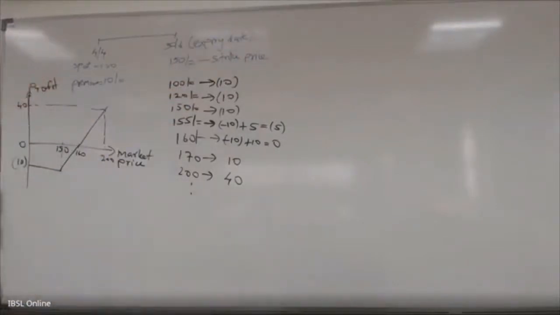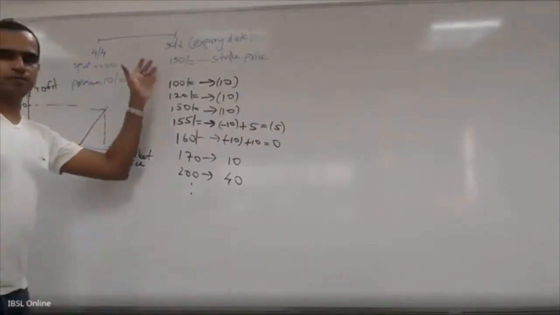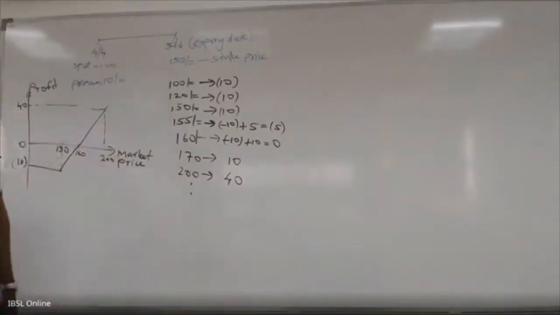These are the technical terms. Very easy to remember. 30th June is called the expiry date. That is when you decide whether you are going ahead with the transaction or not. And 150 is the strike price, the decisive price.